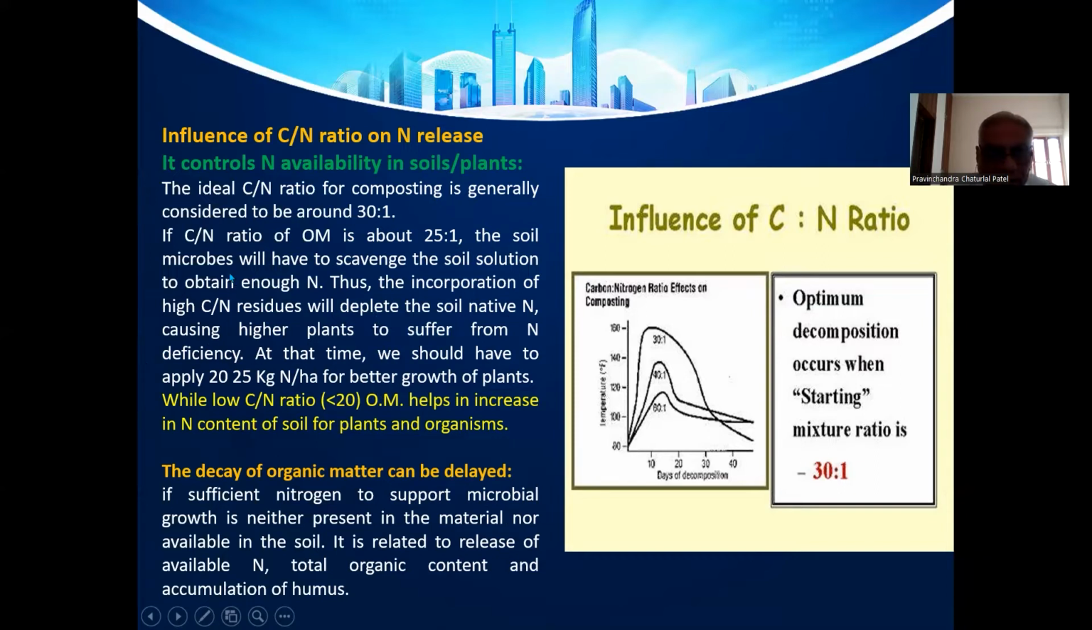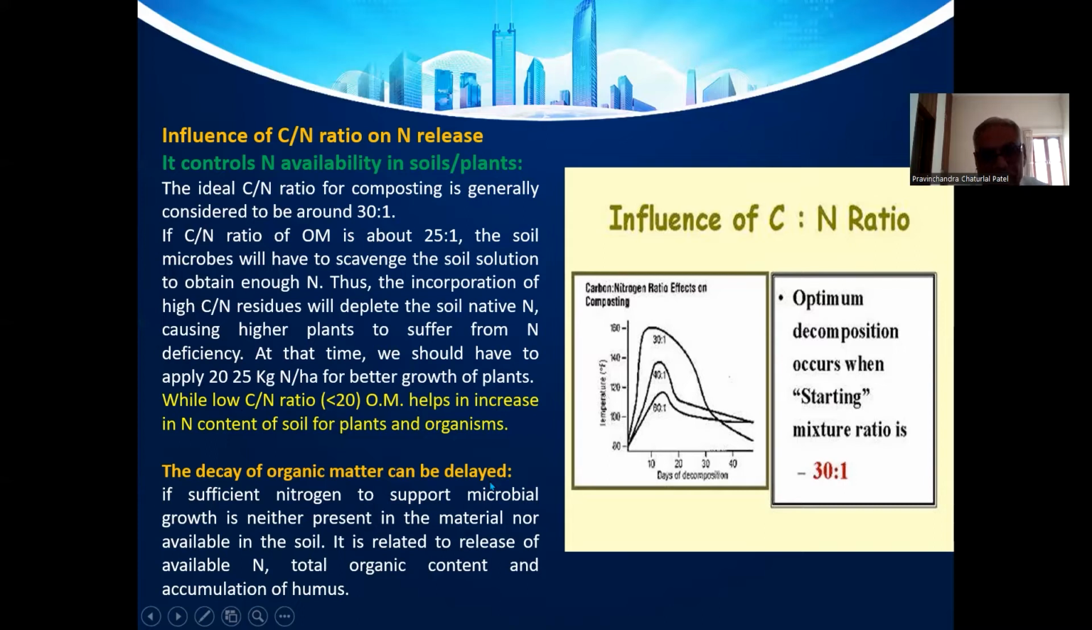So, when we are adding crop residue having a higher CN ratio, the plants suffer from nitrogen deficiency. At that time, we should apply 20 to 25 kg nitrogen per hectare for better growth of plants. While low CN ratio, less than 20, organic matter helps increase the nitrogen content of soil for plants and organisms.